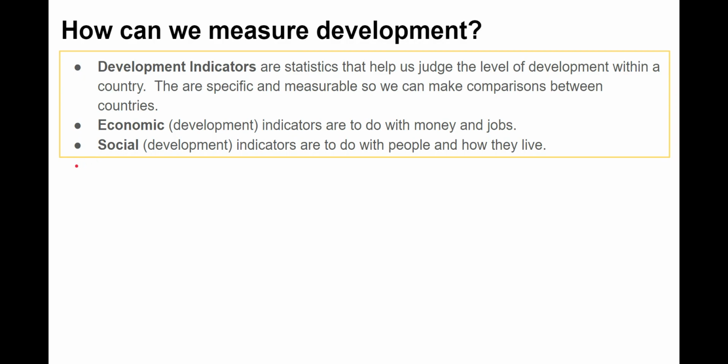Now, there are absolutely loads of different development indicators out there. Anything that tells us about the amount of development or wealth within the country that we can measure would count as a development indicator. So even the number of people with a mobile phone, the number of people reading newspapers, all of these are development indicators.